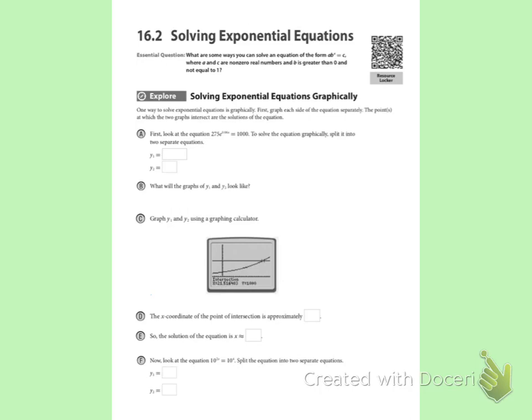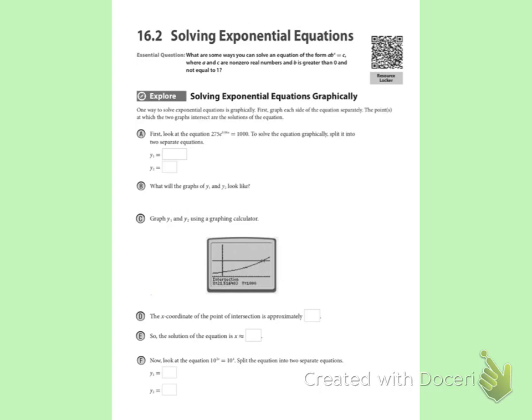What are some ways you can solve an equation of the form a times b to the x power equals c, where c and a are non-zero real numbers and b is greater than 0 and not equal to 1? In other words, how do we solve exponential equations?